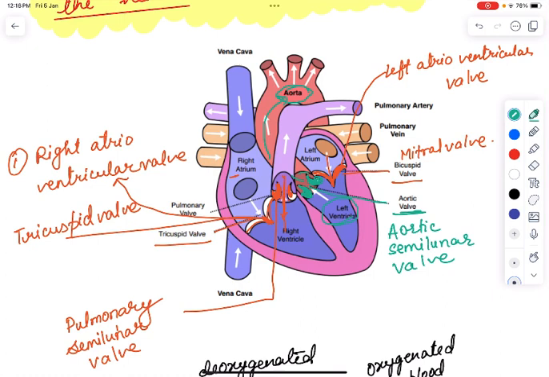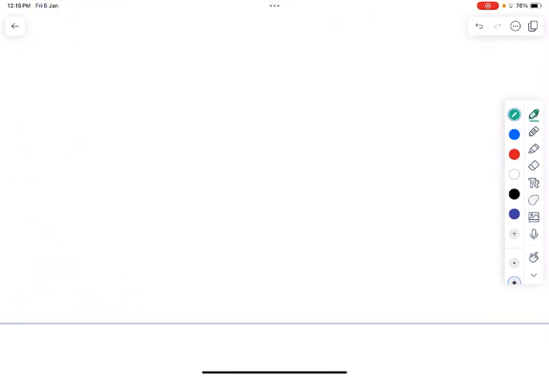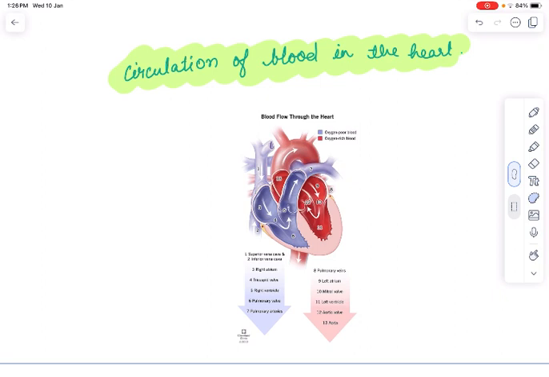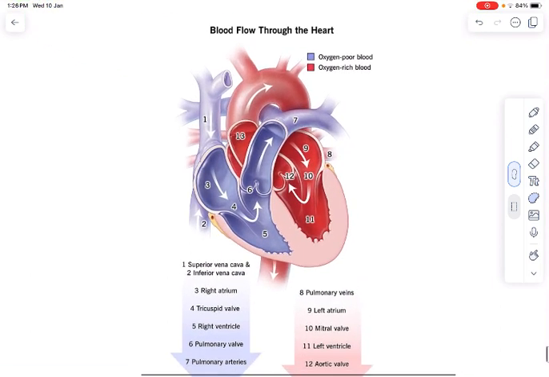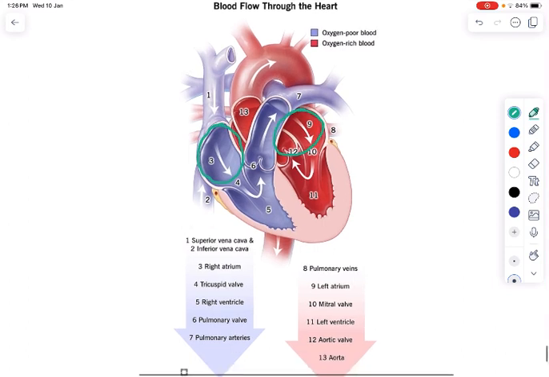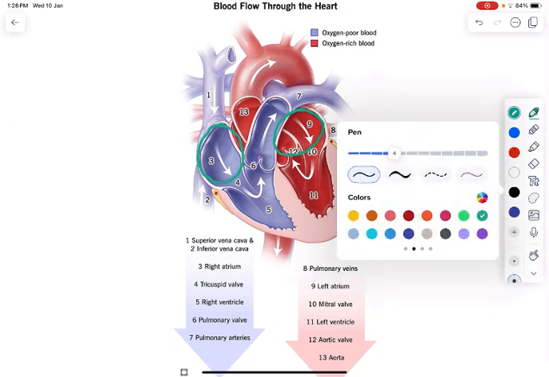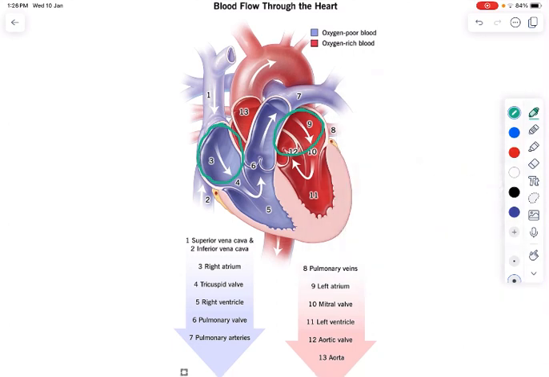How many valves are there? 4 valves are present. Now we'll start with the circulation of blood in the heart. So how will the blood be circulated in the heart? It will start with the contraction of atria. This is atria, and this is atria, and they will contract. When these two atria contract, the ventricles at this time are relaxing.